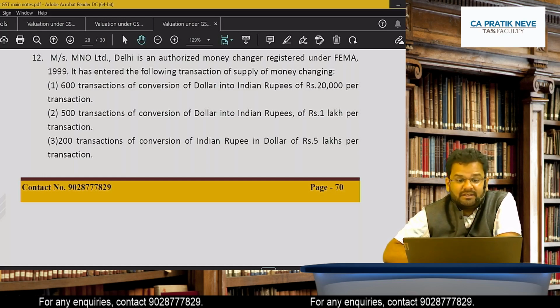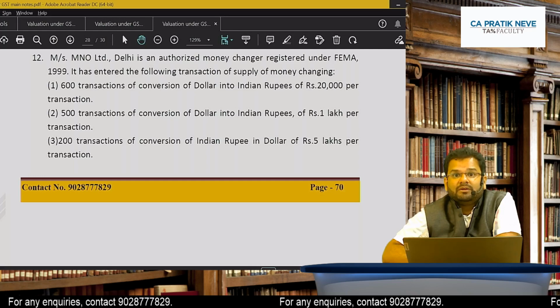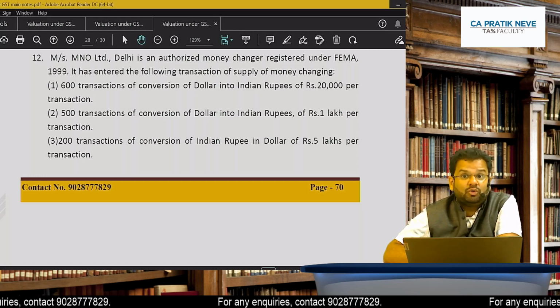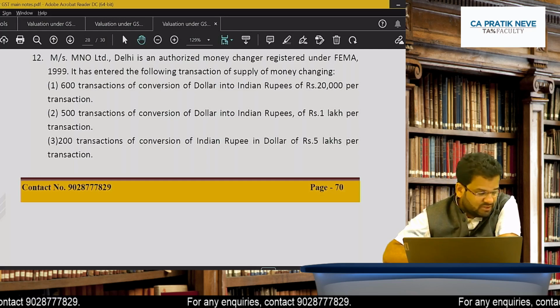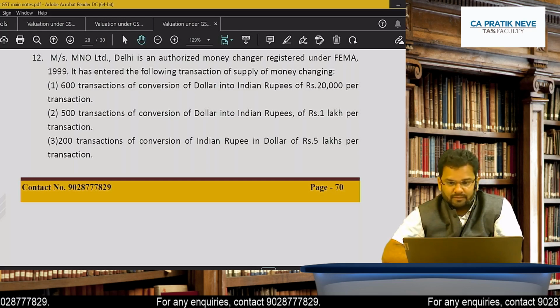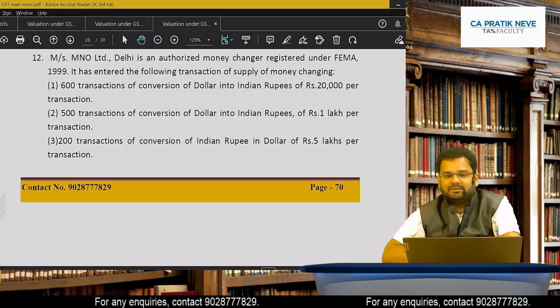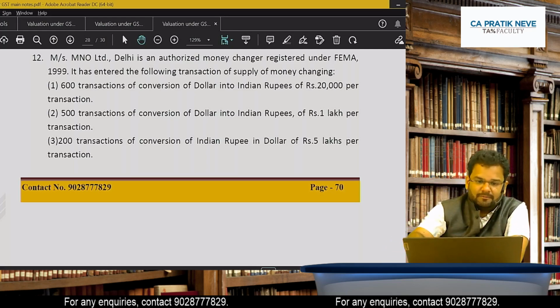So 600 transactions have happened. So 250 into 600. What's the amount? Check. Very good, Anup. 1,50,000 is the answer. Well done.